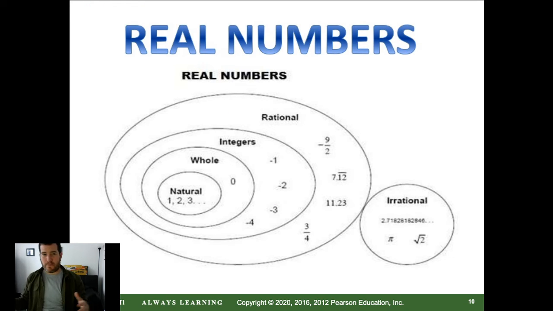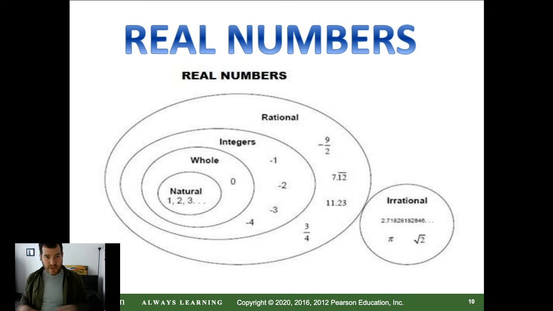So what does this look like in a picture? This is what it looks like. We have our natural numbers there in the middle and the smallest. And then the whole numbers are all the naturals plus 0. Integers include the naturals, the wholes, and now we're including negative numbers. And rationals include those terminating decimals. So again, -9/2 is really -4.5, terminates. 7.1212121212 repeats, so that's why it's rational. 11.23 terminates, rational. 3/4, 0.75 terminates, that's why it's rational. Or if you look at the other ones, 2.71828 and so on, there's no repetition there. Irrational. Pi, irrational. Square root of 2, irrational.